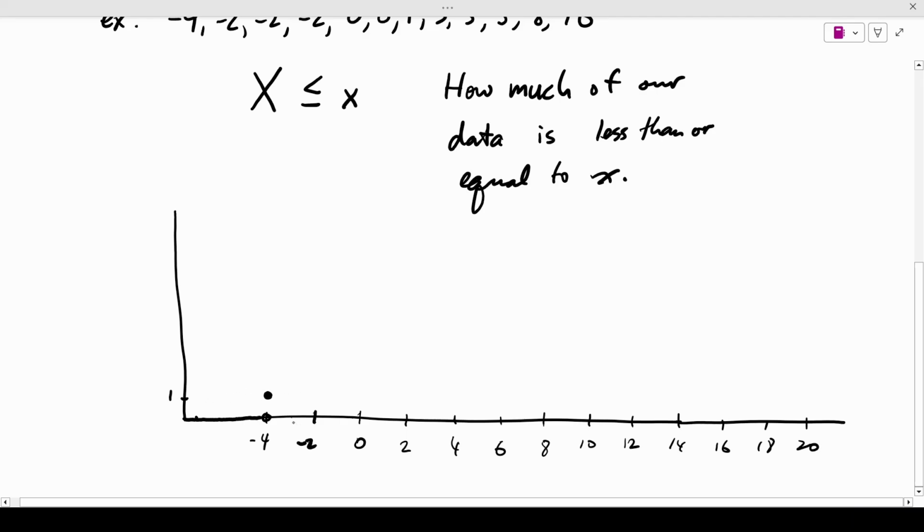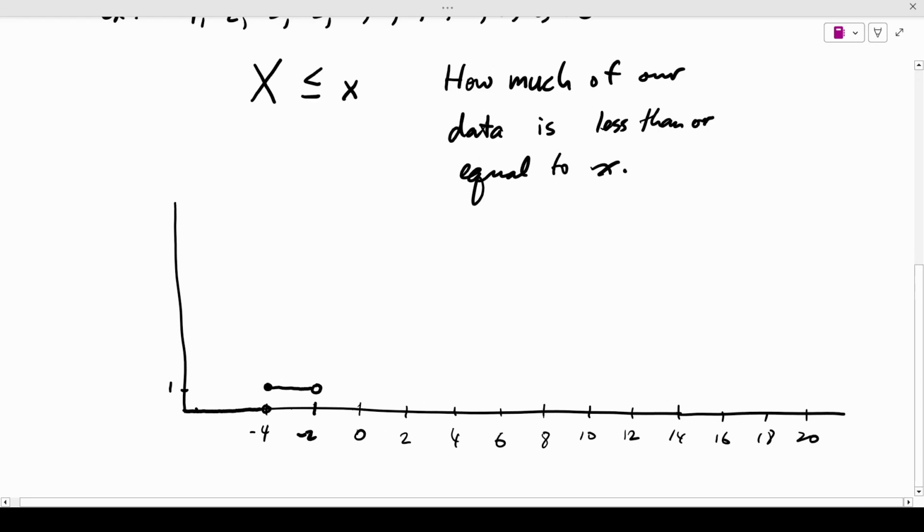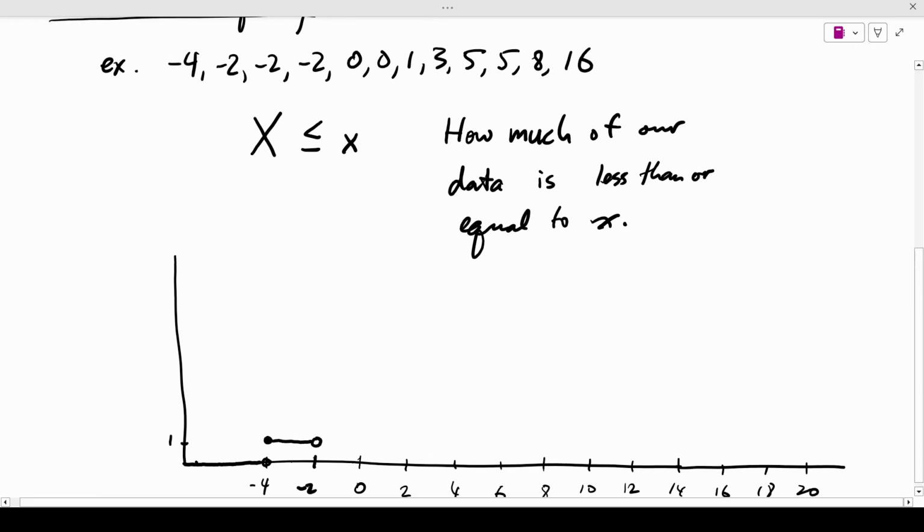How much of the data is less or equal to -3? Well, still 1. So it just comes along all the way until -2. Because when we ask the question, how much of the data is less than or equal to -2, suddenly we have 4 data points. 3, 4. So we would jump up all the way to 4. And then we come across how much of the data is less than or equal to -1, still 4, less than or equal to 0. Now we'll jump up to 6 data points. 1, 2, 3, 4, 5, 6.